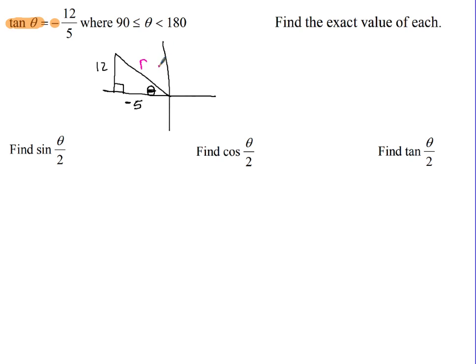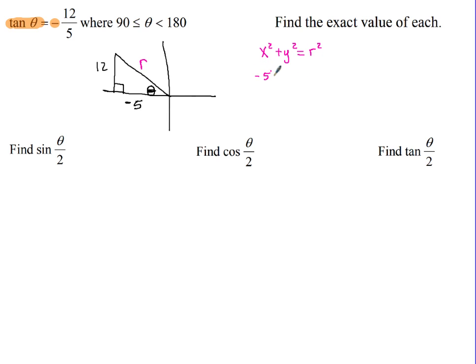We have to use the Pythagorean theorem to figure out what that side is. So I'm going to tie this into the unit circle. I'm just going to work this over here. So the x coordinate, x squared plus y squared, that's going to be r squared. Now we're going to use the Pythagorean theorem and figure out that missing side.